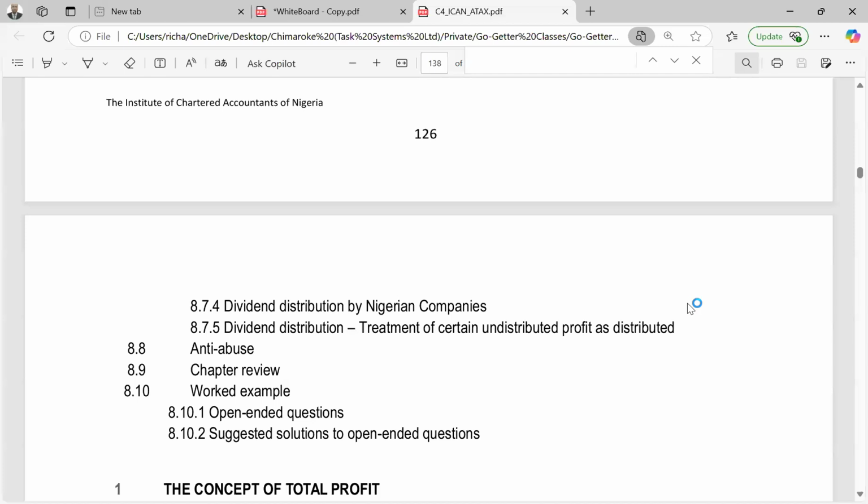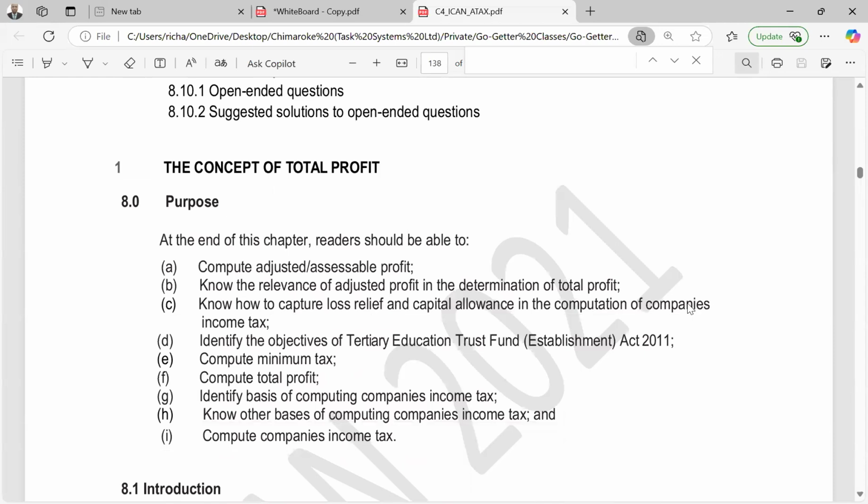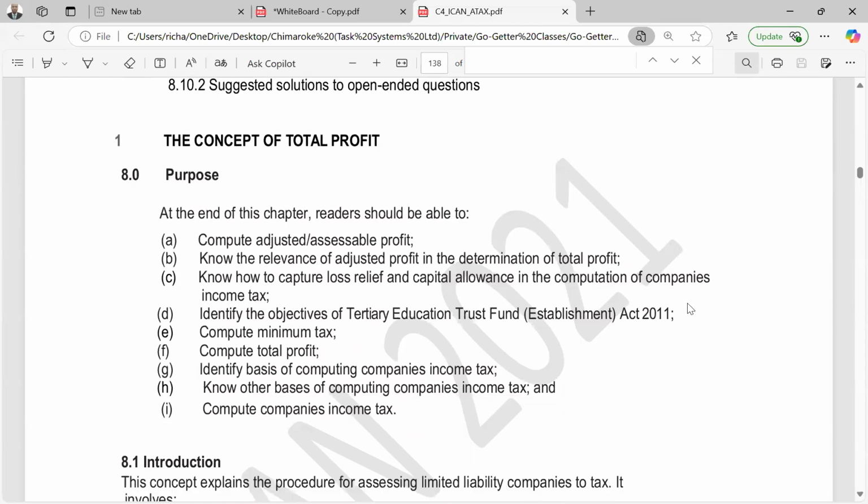Then we're looking at dividend distribution by Nigerian companies, then treatment of certain undistributed profits as distributed, then we have anti-abuse. So let's get right into our study for today.